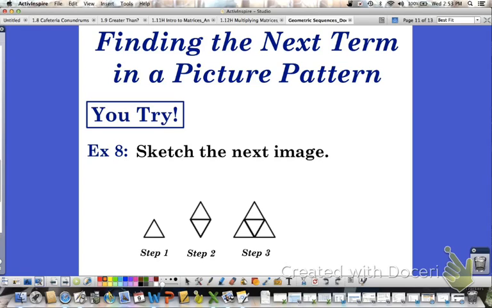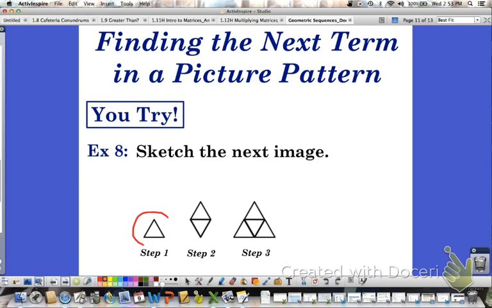Okay, now you try. Take the picture pattern. I've given you 3 steps of the picture pattern. You know it's geometric, or you suspect it's geometric. I want you to sketch the next image. Pause the video, sketch it, and then when you're done, test it and see if it looks like mine.